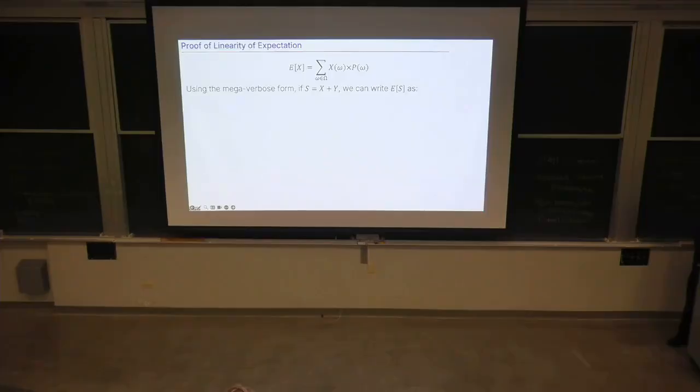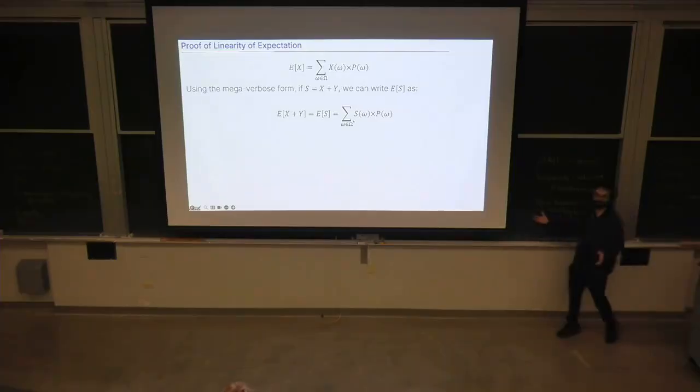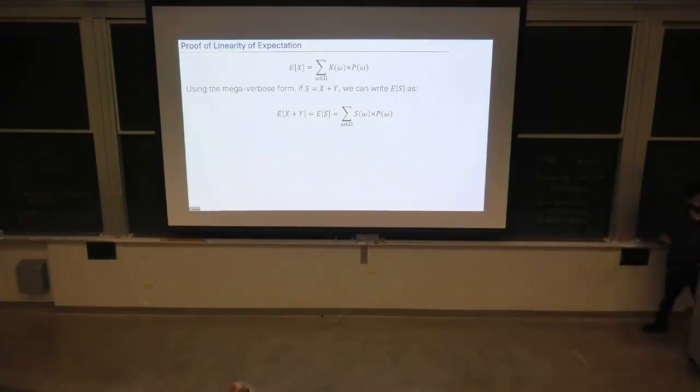So using this mega-verbose form of the expectation, suppose we have S equals X plus Y. Well, we can write the expectation of this sum as follows. The expectation of X plus Y is the expectation of S. The expectation of S is just this mapping, for every one of these different pairings. So there's 36 different terms in the rolling 2 dice example. In that case, the size of this sample space is 36. We're going to sum over all of them, okay?